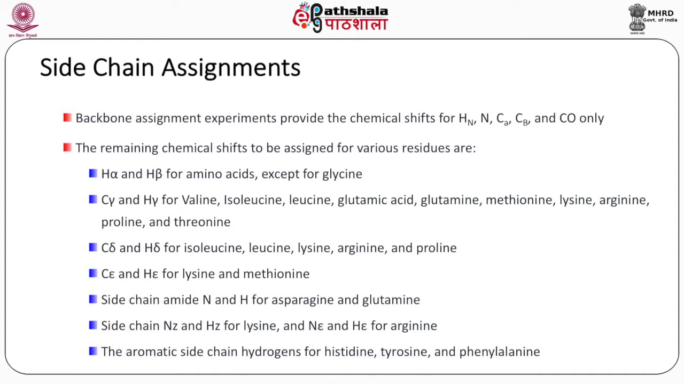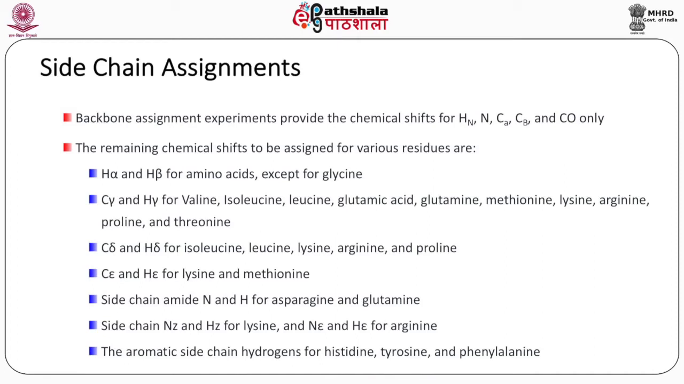Side chain amide N and H for asparagine and glutamine. Side chain NZ and HZ for lysine and N epsilon and H epsilon for arginine. The aromatic side chain hydrogens for histidine, tyrosine and phenylalanine. Let us look at their labeling.